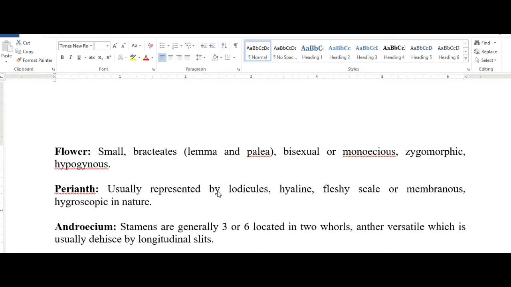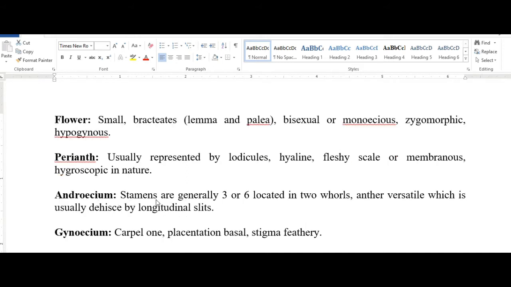Perianth usually represented by lodicules, which are hyaline or colorless, fleshy scales or membranous, hygroscopic in nature. Normally, the lodicule is the combination of calyx and corolla. Androecium: stamens are generally 3 or 6, that means trimerous, located in two whorls, anther versatile, which usually dehisces by longitudinal slits.